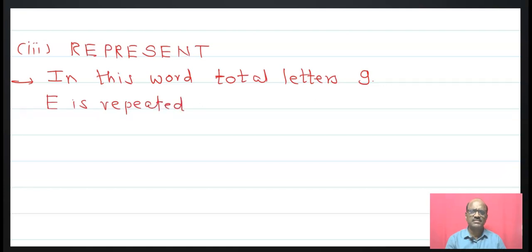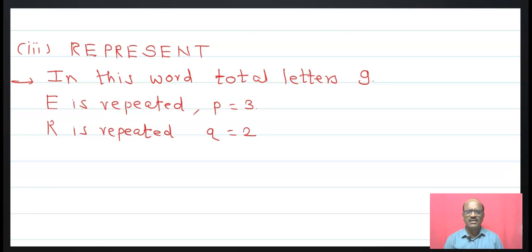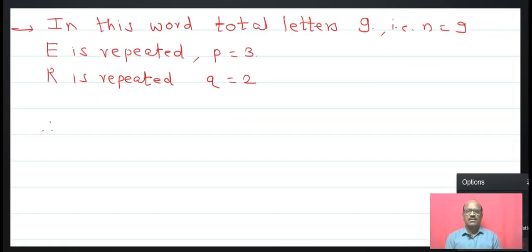E is repeated 3 times, therefore it is written P is equals to 3. Now again R is also repeated and it is denoted by Q. That is Q is equals to 2. Now here the total number of letters is 9, n is equals to 9, p is equals to 3, that is E is repeated thrice, R is repeated, that is q is equals to 2.